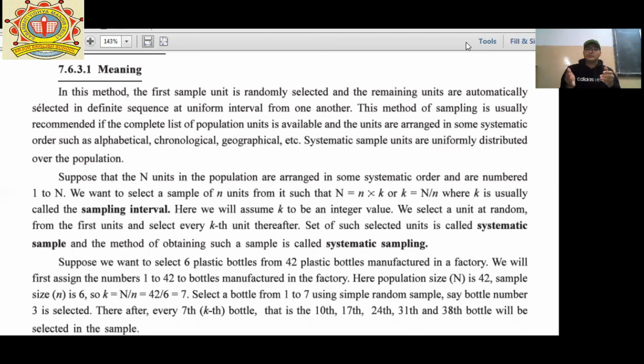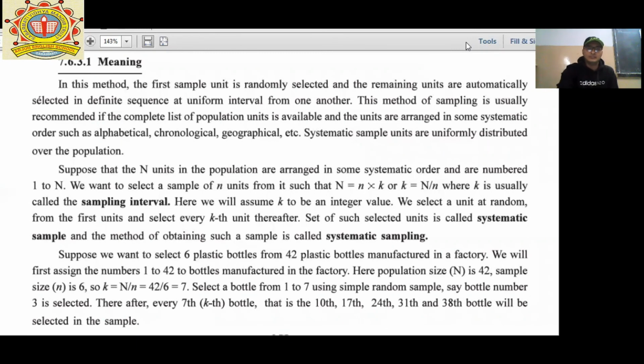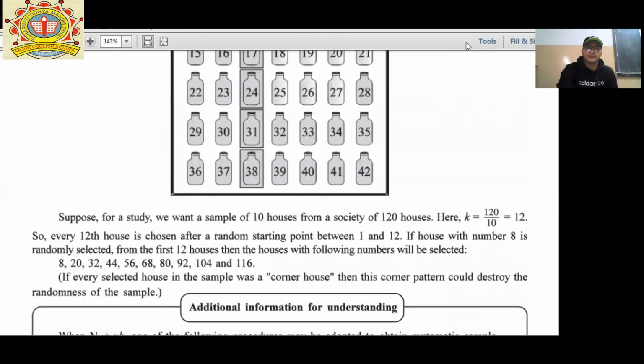From 7 to 14 I have to select one. In the same way, we can select any 6 bottles from these 42, but the sampling interval is 7. It means we can select one bottle in chronological order from 1 to 7, and so on. This is called systematic random sampling.